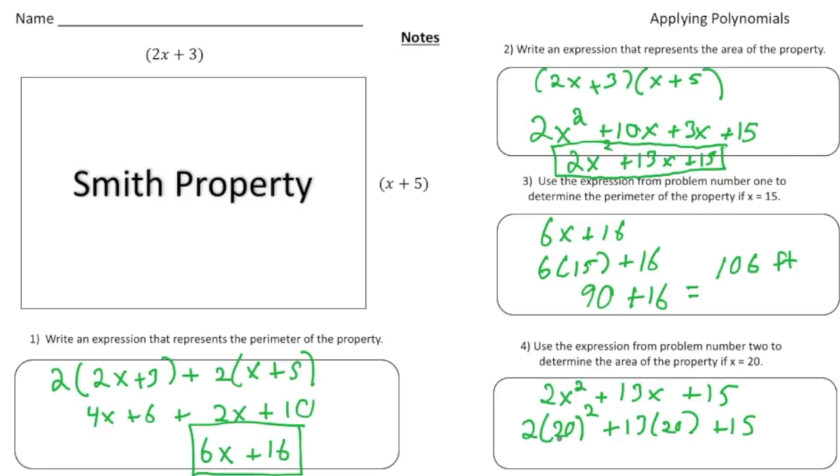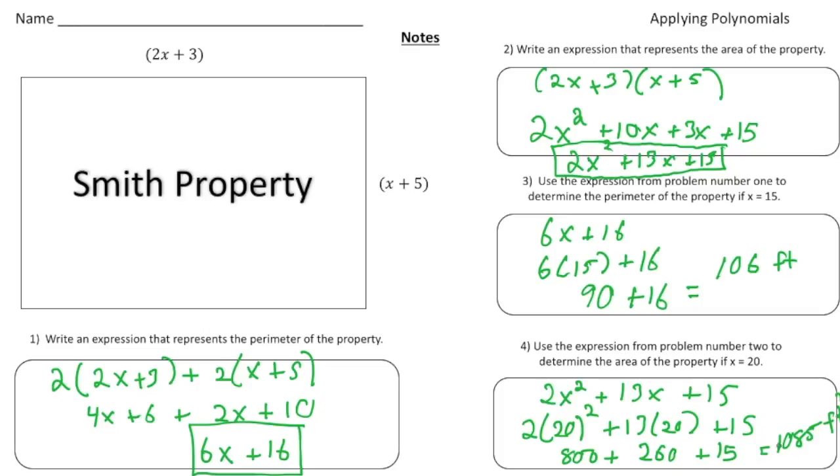And remember, when you do this, you need to follow the order of operations. So 20 squared is 400. 400 times 2 is 800. Plus 13 times 20 is 260. And then plus 15 at the end. And finally, when I add 800, 260, and 15, we get a sum of 1,085. So the answer is going to be 1,085. We'll call it square feet.